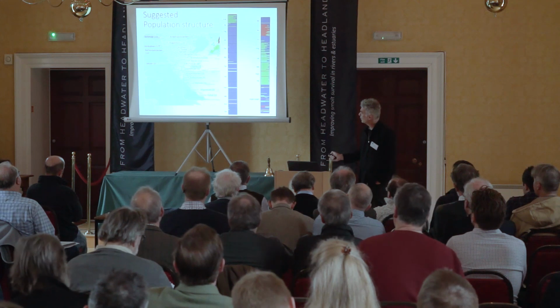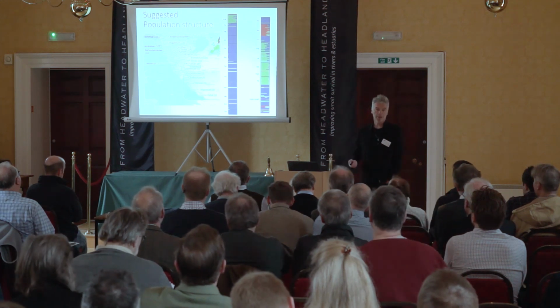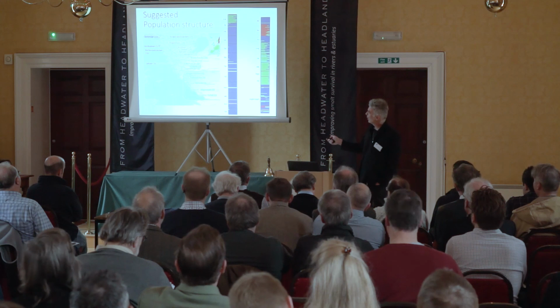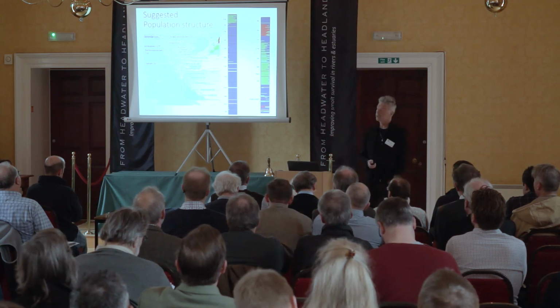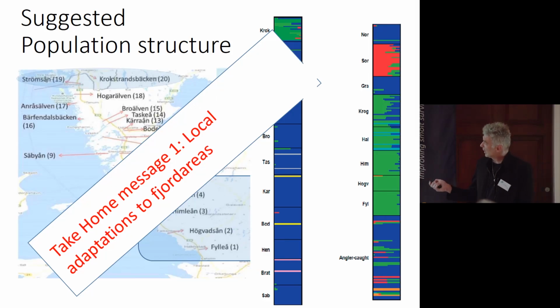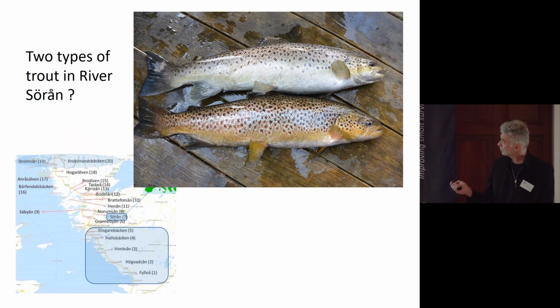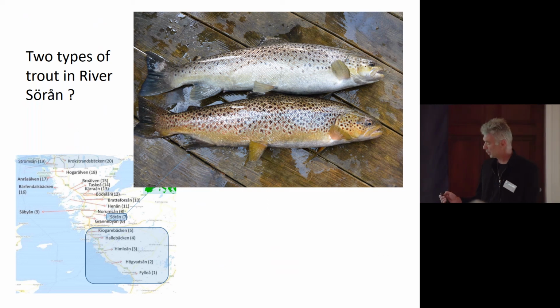Just a word about Söron, which seems to be special in a way, in that it is attributed to one of the largest streams, and it seems to be completely different. So the take-home message here is that the local adaptation seems to be to fjord areas. And this is the trout from the river Söron. If I showed you this picture, you would of course say that this is a female and this is a male. But that's not the case. These are 2 females. And clearly this fish here belongs to this group here, so it's completely genetically different from the rest of the trout here.